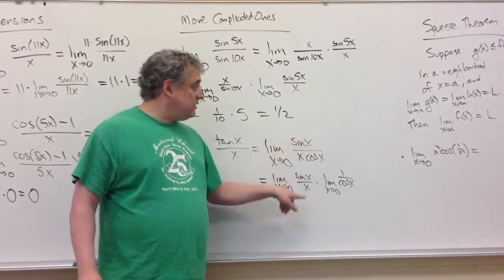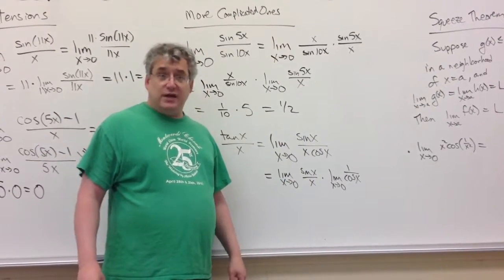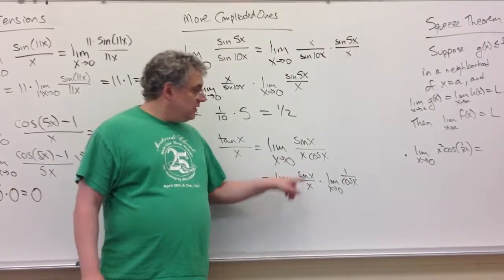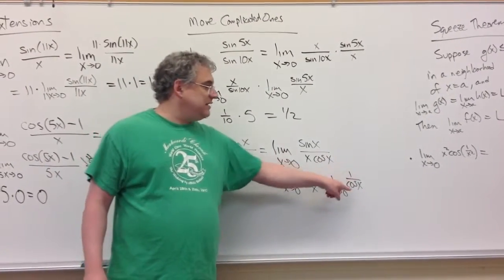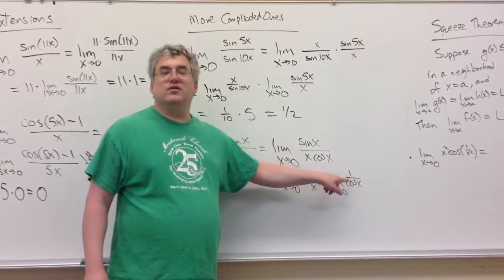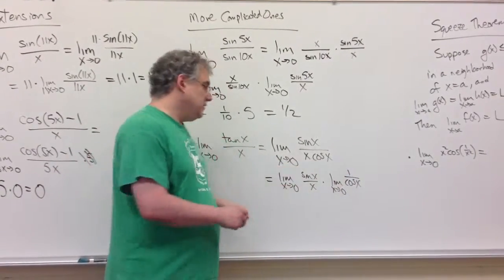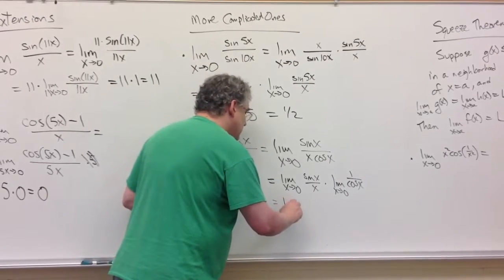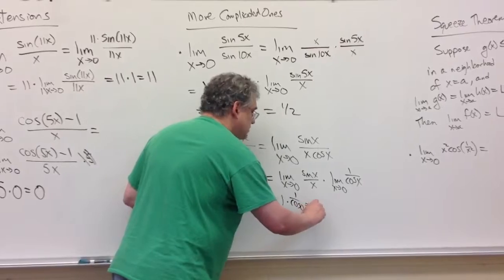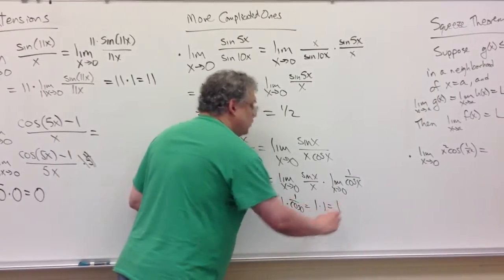When I split this apart, the limit laws say I can do that if this limit and this limit both exist. And they do. This limit's 1. This limit, well, that's continuous at 0. So we can just plug it in. We get 1 over the cosine of 0, which is 1. So we get 1 times 1, which is just 1.